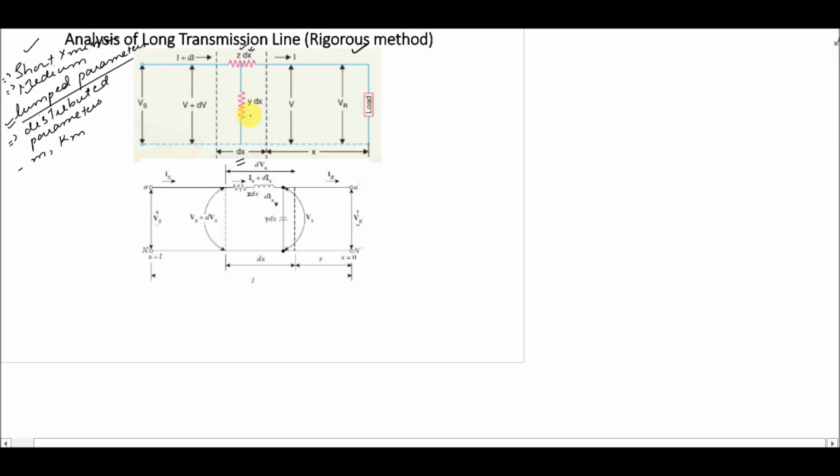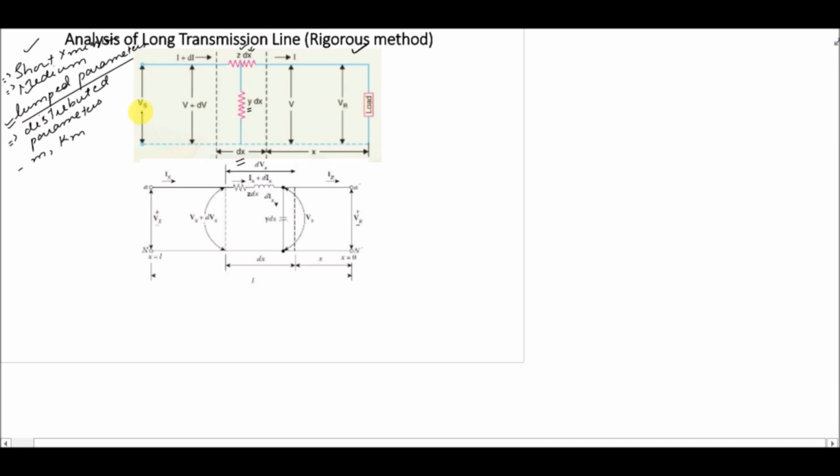Similarly, for the admittance value, y is the admittance of the whole line, right? So for the small portion dx, which is actually the length that is under consideration, the admittance value will be y dx. Before this portion, the voltage is V plus dV and the current that is entering into the segment is I plus dI. Similarly, after that segment we have the current I and the voltage V, and at the receiving end we have voltage VR where the load is attached with the transmission line, and at the sending end we have the sending end voltage VS.